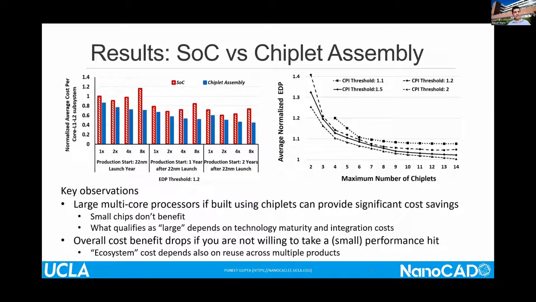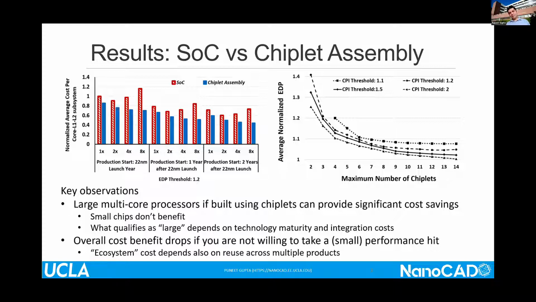The first conclusion is that the cost benefits in context of chiplets mostly exist in large systems. Small chiplets, small SoCs don't really benefit from disaggregating, right? And what qualifies as large obviously depends on technology maturity, essentially the underlying yield of the chiplets, and also on integration costs. These numbers are generated assuming our best effort guesses on integration costs. Those are not usually publicly available, but the general conclusion holds.